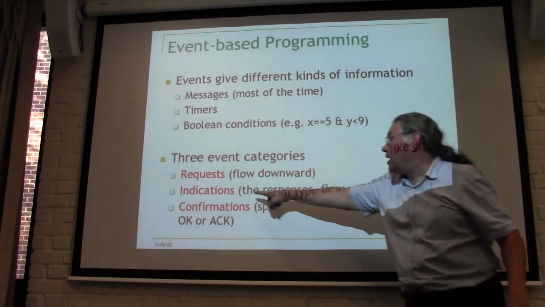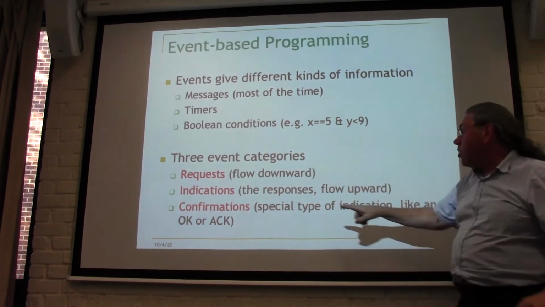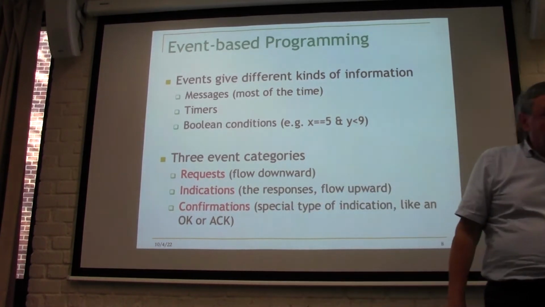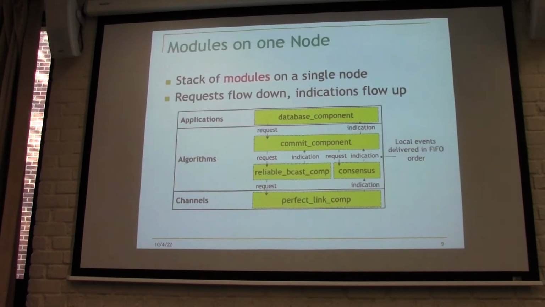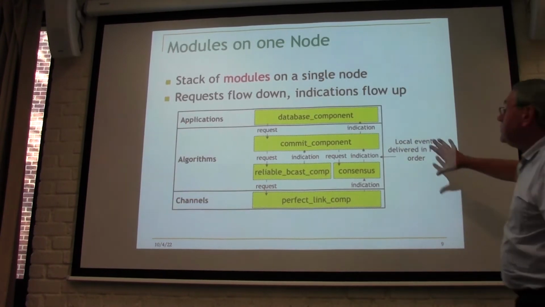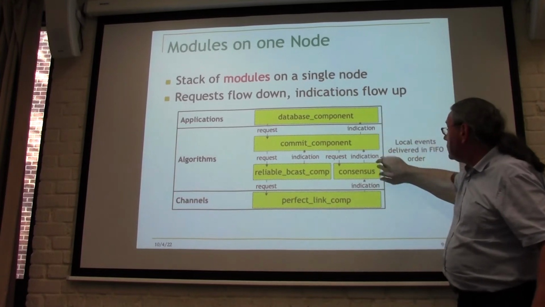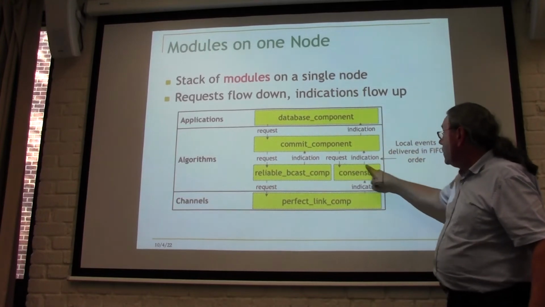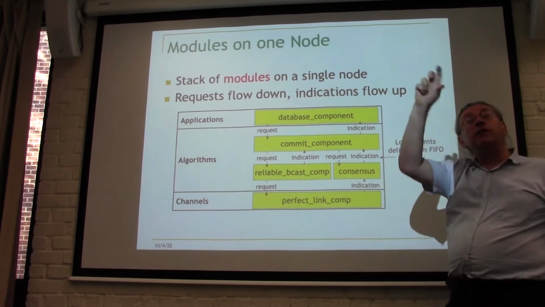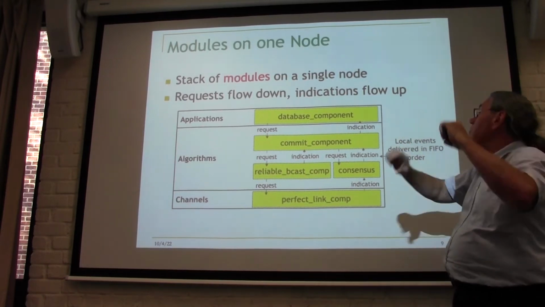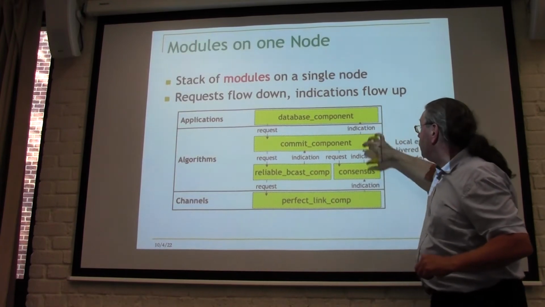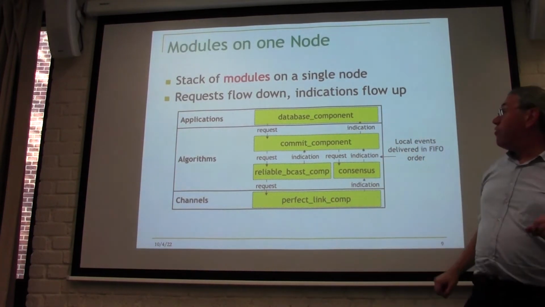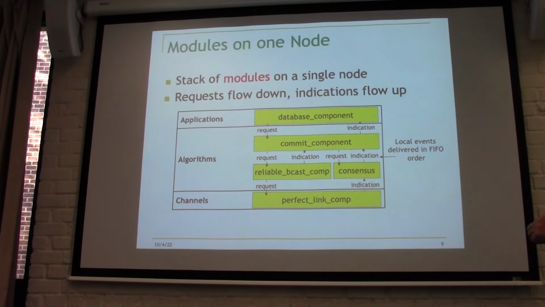Okay. So this is a weird name for a response. You also have confirmations, which is like an acknowledgement. So the code kind of looks like this. On a single node, you have these yellow boxes. Each of these yellow boxes has these upon event pieces of code in there. And they're all kind of executed concurrently. So each of these is like a separate thread, okay?